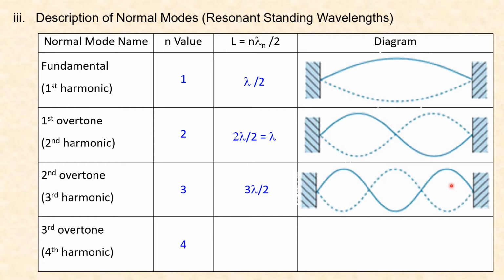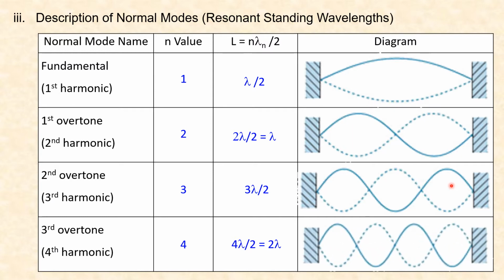And the last one we'll take a look at is when n has a value of 4. That is our third overtone or fourth harmonic. That corresponds to a string length of 2 wavelengths, where we have a standing wave pattern that looks like this. As always, the ends are nodes, but now we have 1, 2, 3 nodes in between. In terms of half wavelengths, we have 4 segments of the string that are vibrating in half wavelengths.